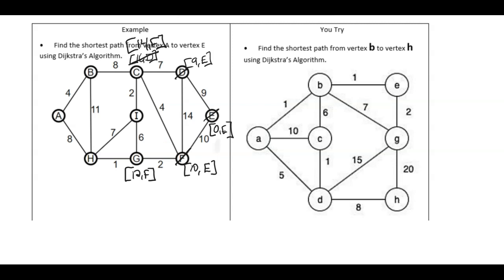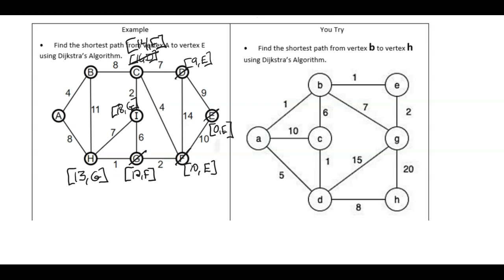From G, we can go to I and to H. Let's do the H first. 12 plus 1 is 13 to get to H, passing through G. And 12 plus 6 is 18 to get to I, passing through G, the active vertex.